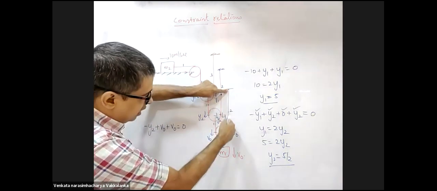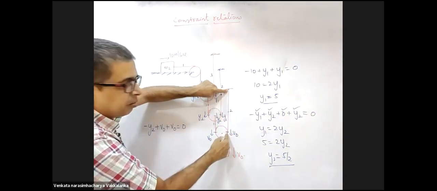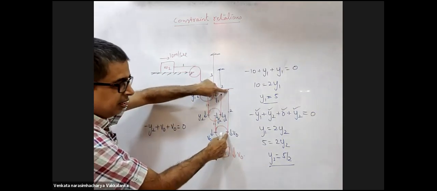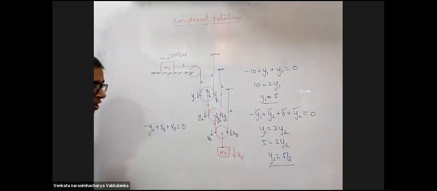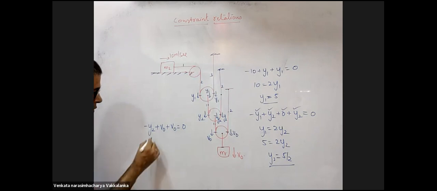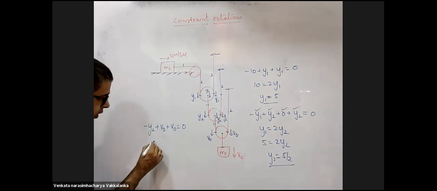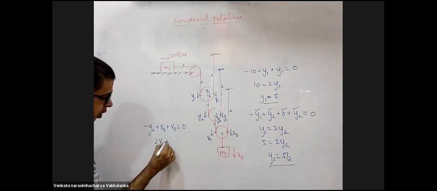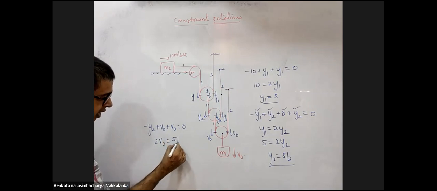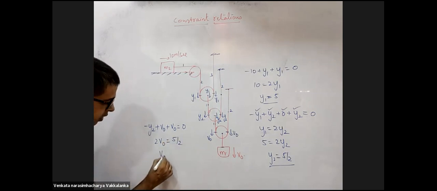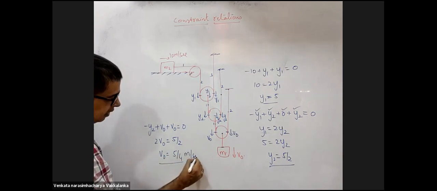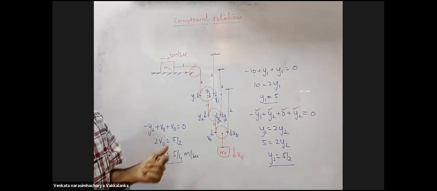When you are telling me segment 2 upper end is fixed, lower end is moving away, you are calculating the increase in length of this segment. Hence, you are taking it with respect to the center of the segment. Sum total should be 0. y2 is 2V0, equal to 5 by 2. V0 is equal to 5 by 4 meters per second.